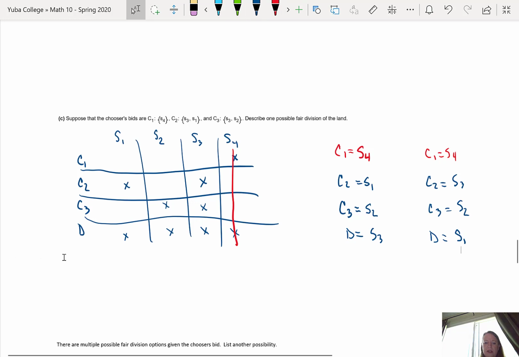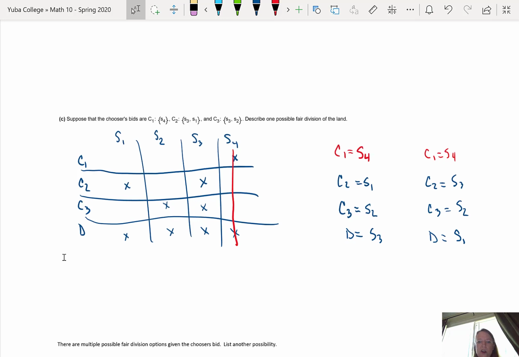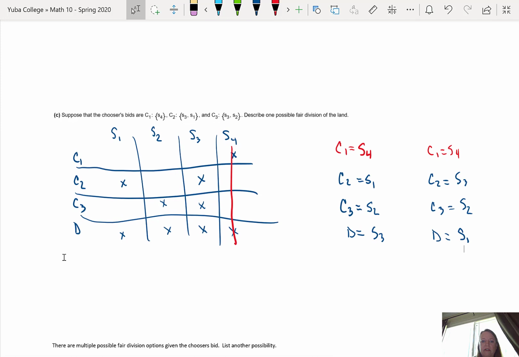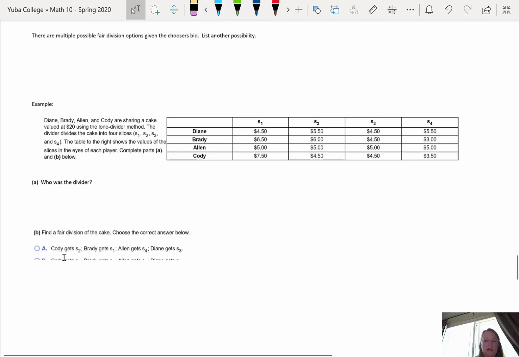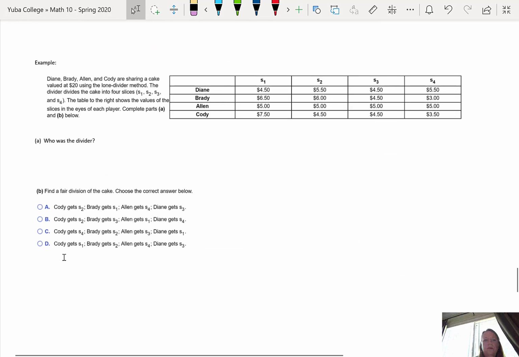And so those are the two possible cases that would be fair division, where everybody would be happy. They would get at least a quarter of their share, which would be good for them.